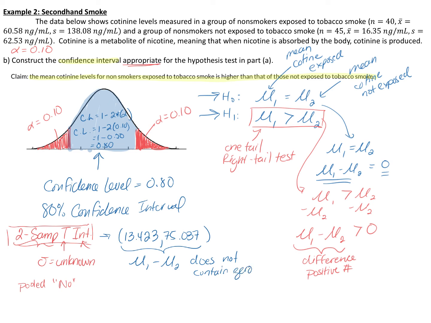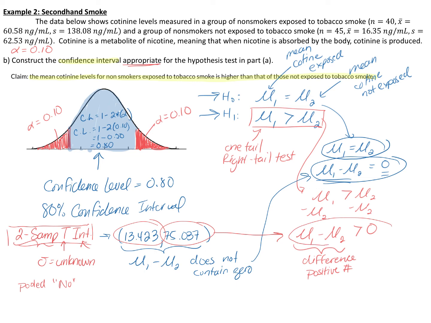So the fact that the difference from our 80% confidence interval does not contain 0, it means that mu1 minus mu2 is not equal to 0, which then implies that mu1 cannot be equal to mu2. In fact, the fact that the confidence interval contains only positive values, so notice 13.423 to 75.037 are all positive values, this then implies that the difference is greater than 0, therefore mu1 must be greater than mu2.